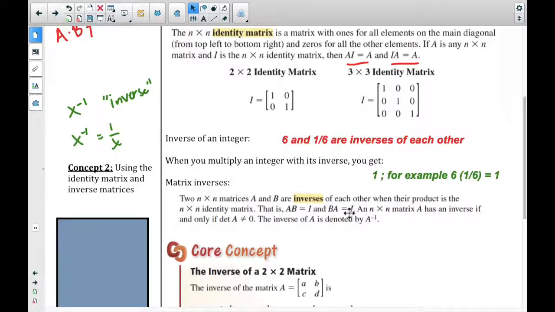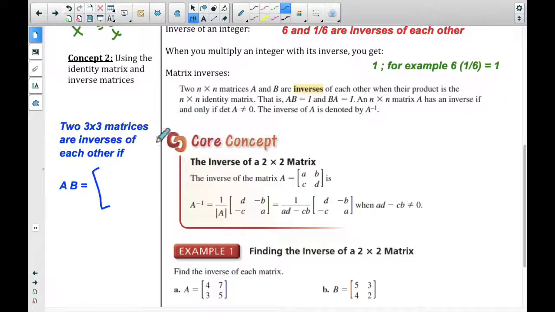But that's what it will look like if we multiply the original matrix times its inverse, it will give us the identity matrix. And so I'm writing this out in the margin because it's the same thing, but maybe it gives you an example. 3 by 3 matrices are inverses of each other if matrix A times matrix B is the identity matrix for a 3 by 3. And to write out the identity matrix for a 3 by 3, remember it's going to be a square matrix, and it's going to have ones along the diagonal, but everything else is going to be zeros.